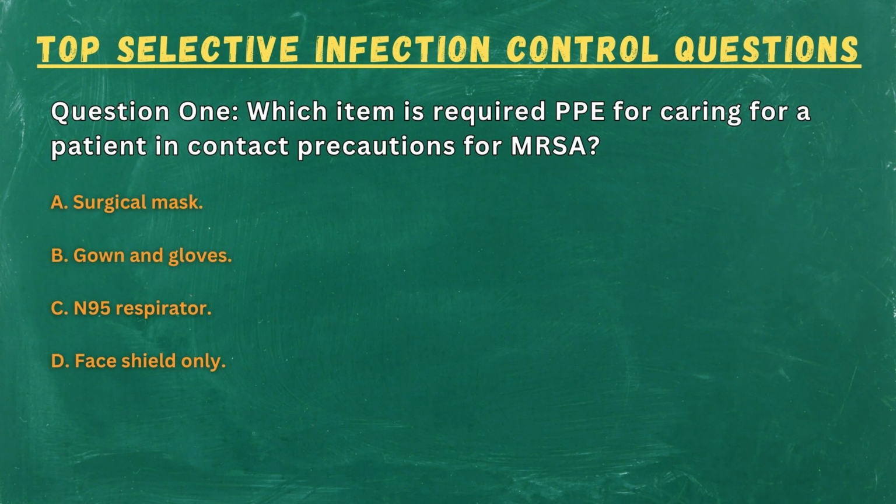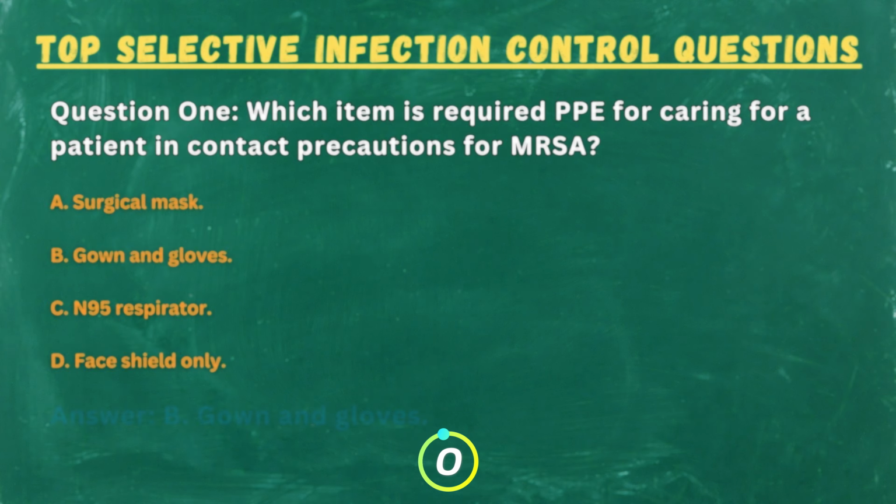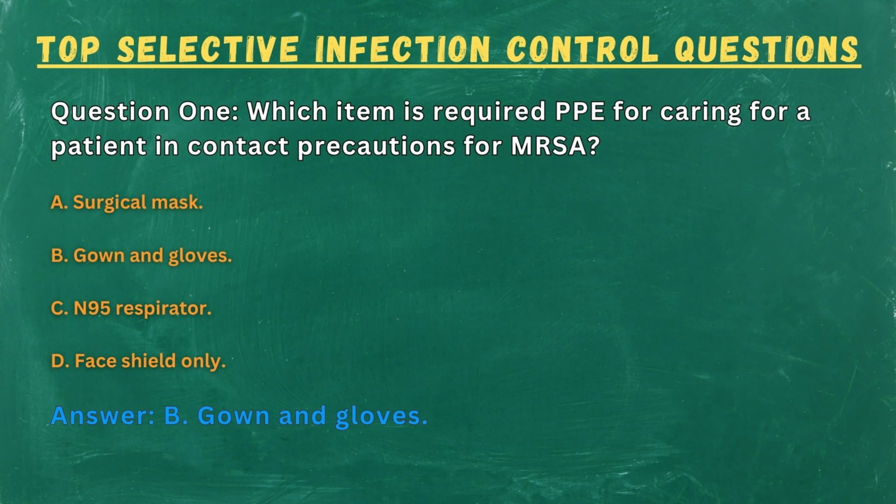Question 1. Which item is required PPE for caring for a patient in contact precautions for MRSA? A. Surgical mask. B. Gown and gloves. C. N95 respirator. D. Face shield only. Answer: B. Gown and gloves.